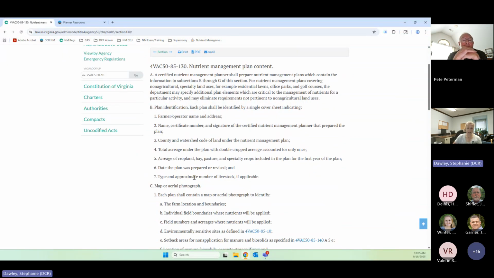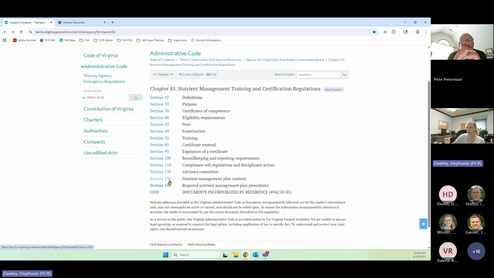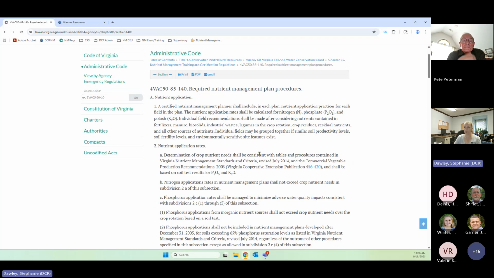So we have here our plan content, which is what we went through last time. But this time we're going to talk about required nutrient management plan procedures. And really what that is is the back basis of what goes into creating those plans. So last meeting was what builds a plan, and we're going to take a step back and go, well, we need this in the plan, but why? If you ever have the, why are we doing this? Why is it in there? Where does this come from? That is generally the nutrient management plan procedures section of our regulations.